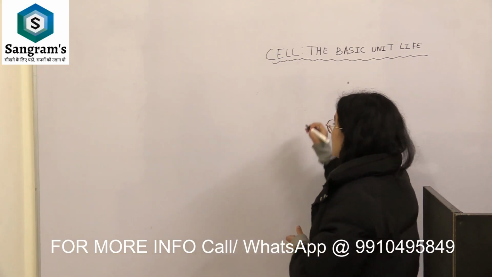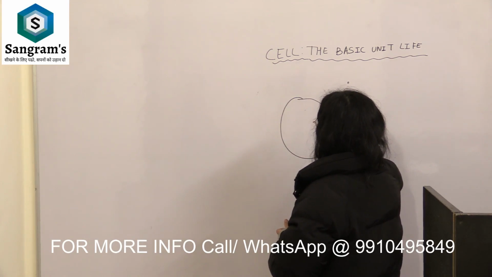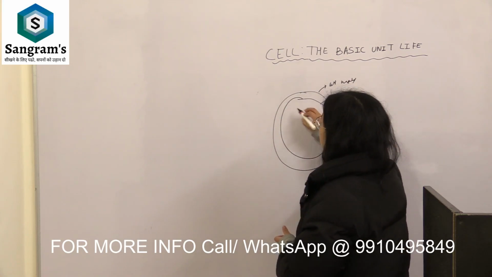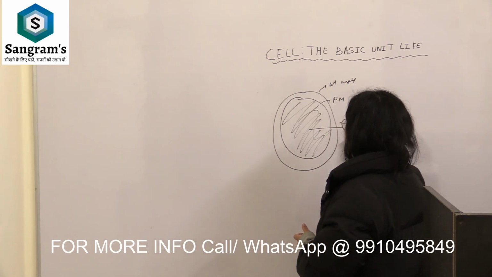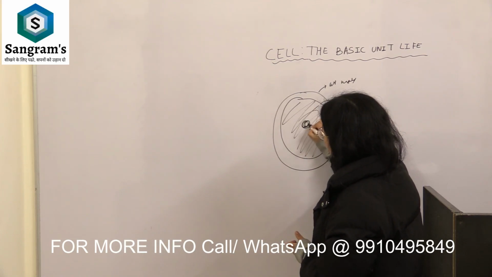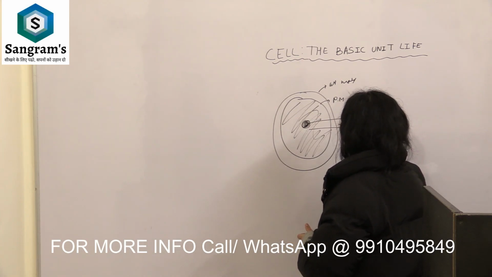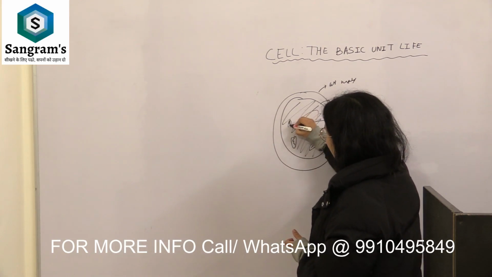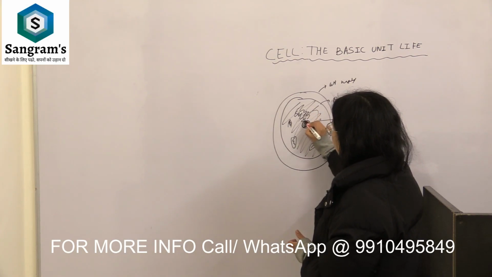in the cell. Suppose this is a cell and this is the plasma membrane and this is the cell wall. This semi-fluid matrix is called cytoplasm, and the centrally located organelle is the nucleus. And here are the organelles embedded in it: lysosome and this endoplasmic reticulum attached to the nucleus.